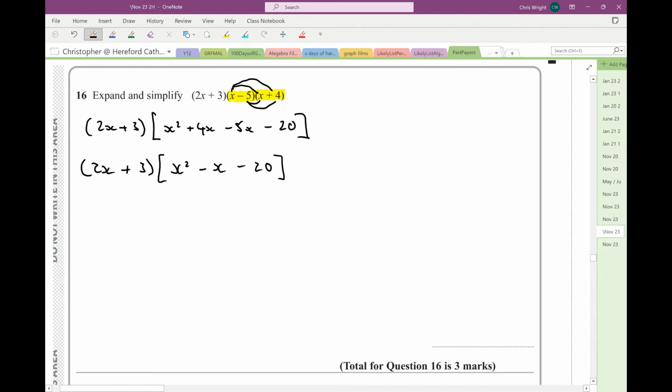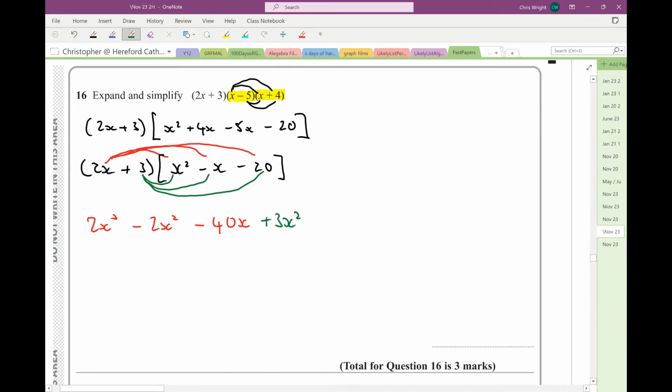It's always worth showing every stage, because if you do make a small mistake, the examiner will be able to see where you've made that mistake and will give you all the credit they can. Now, this is 2x plus 3, lots of the square bracket. So it's going to be 2x times everything in the square bracket, and then 3 times everything in the square bracket. So I'll do those in different colours just so it's clear. So 2x times x squared, 2x cubed. 2x times minus x, minus 2x squared. 2x times minus 20, minus 40x. Now, plus 3 times x squared, plus 3x squared, minus 3x, minus 60.